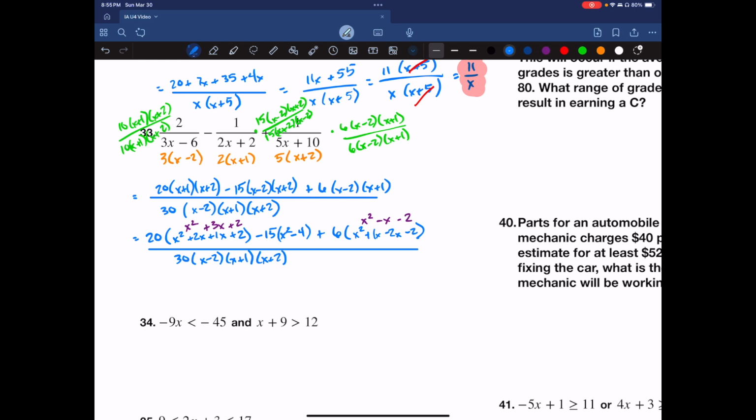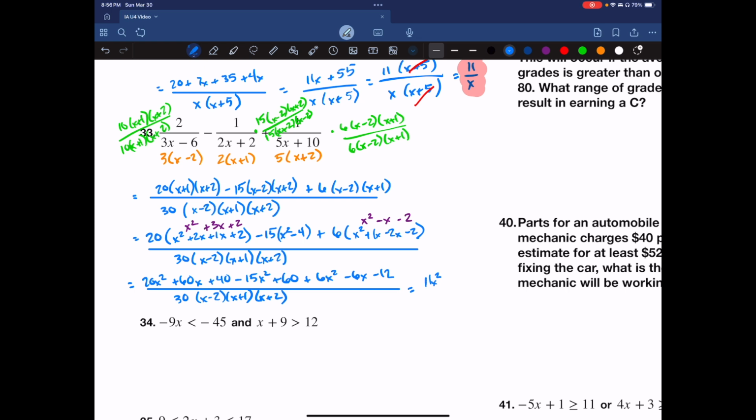Okay, so we have 20 x squared plus 60 x plus 40 minus 15x squared plus 60 plus 6x squared minus 6x minus 12 all over my denominator, 30 x plus 2 x plus 1 x plus 2. Let's see, I have 20 x squared minus 15x squared. It's 25x squared plus 6. It's going to be 11 x squared.